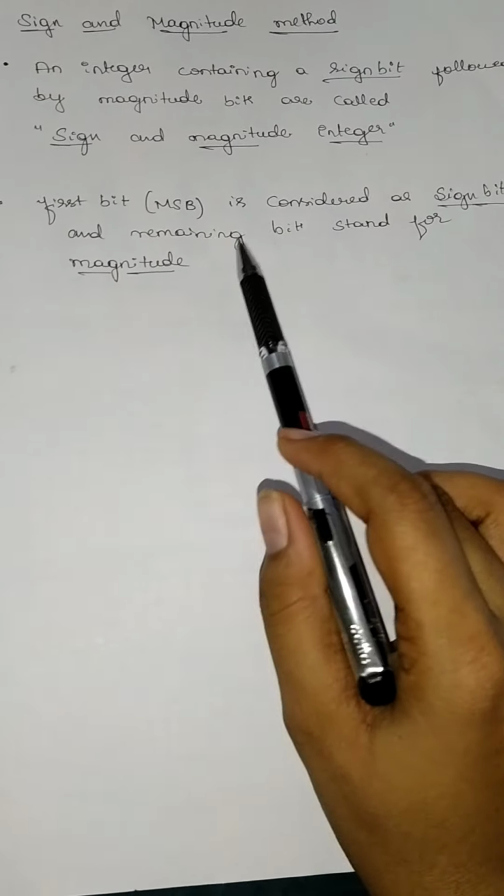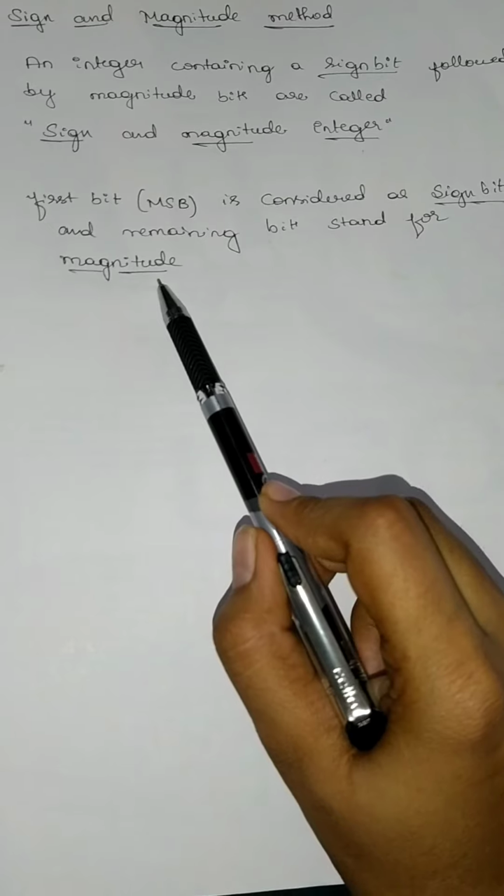So the first bit, that is the most significant bit, is considered as the sign bit. Okay, and the remaining bits stand for magnitude bits.